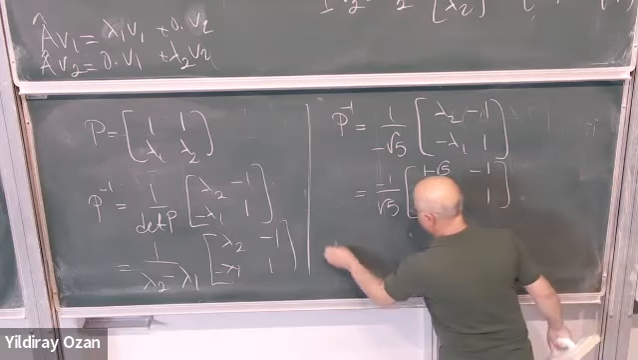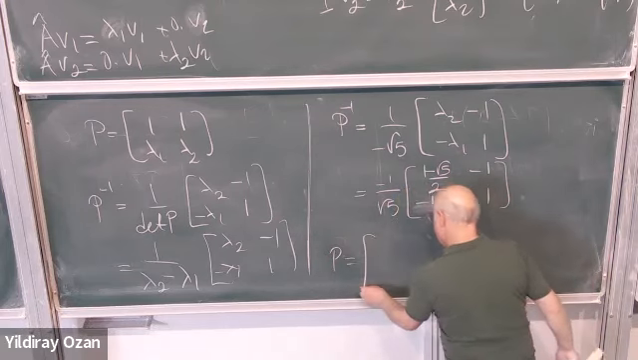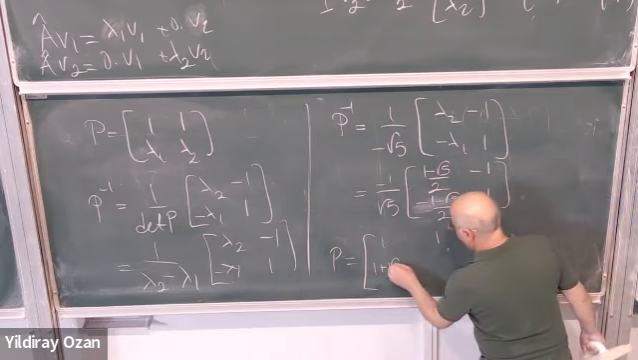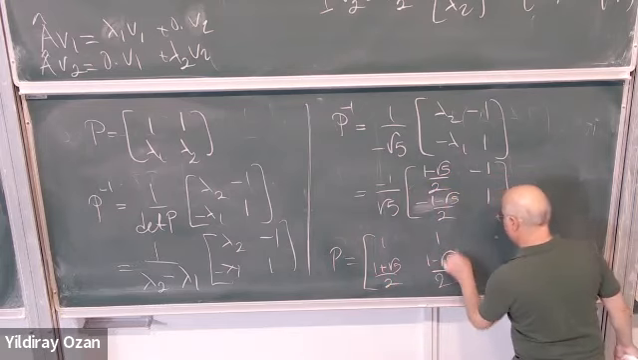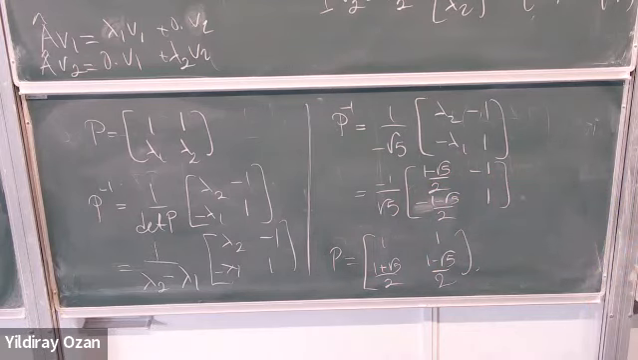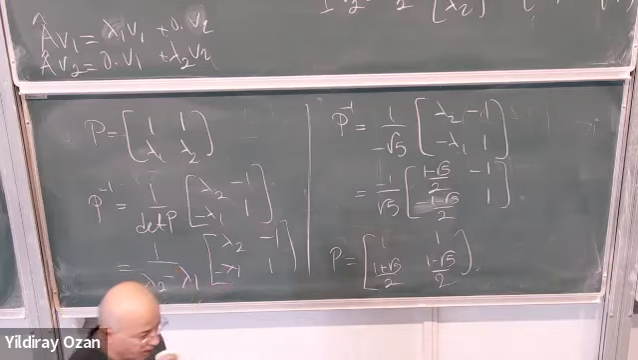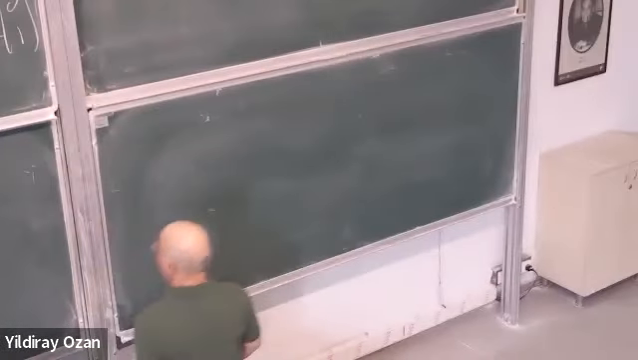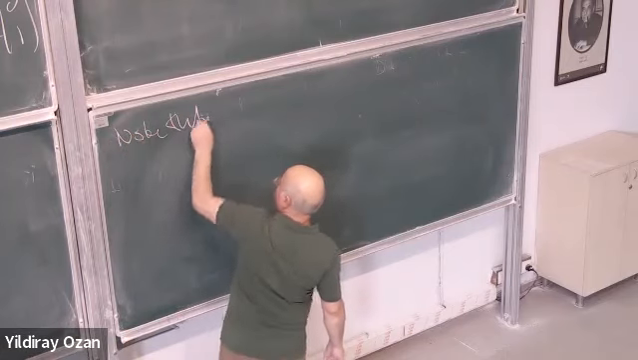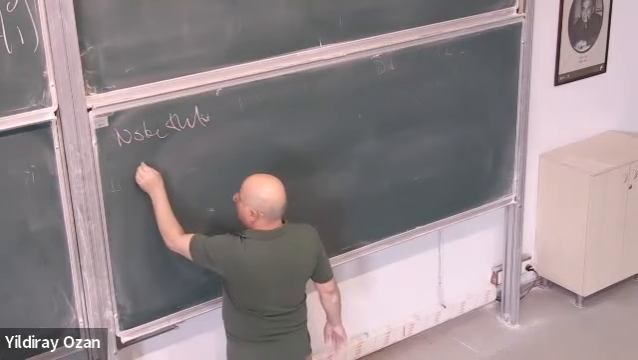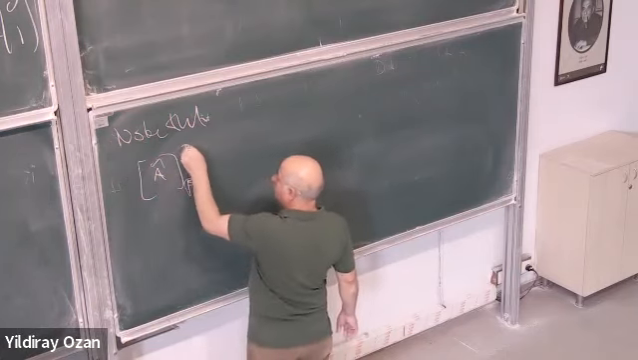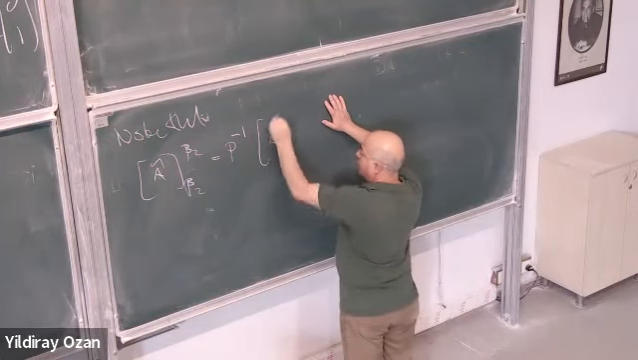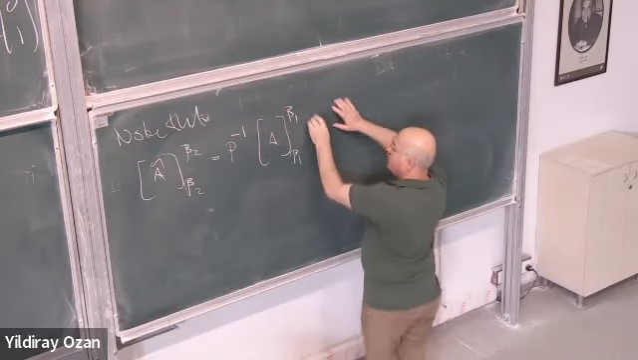What about P? P is this matrix: 1, 1, 1 plus root 5 over 2, 1 minus root 5 over 2. We know that these matrices have to satisfy the following identity. What's that? Note that A hat from beta 2 to beta 2 is just P inverse times A hat from beta 1 to beta 1, and then P.